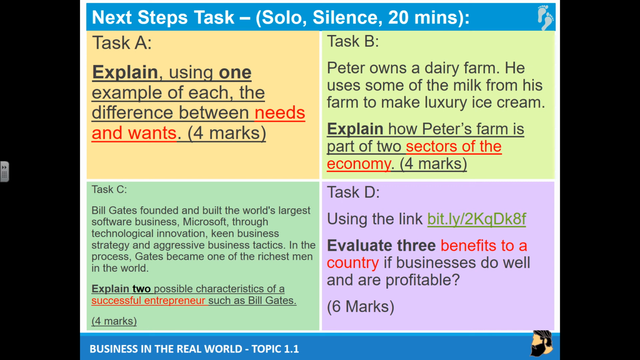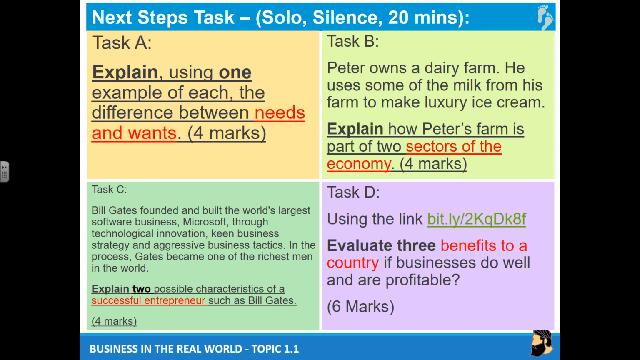So task A. Explain, using one example of each, the differences between needs and wants. So, what is a need? And give an example. What is a want? And give an example. And you're going to be able to hopefully explain the difference between those 2 words. Okay, 4 marks there. Off you go.